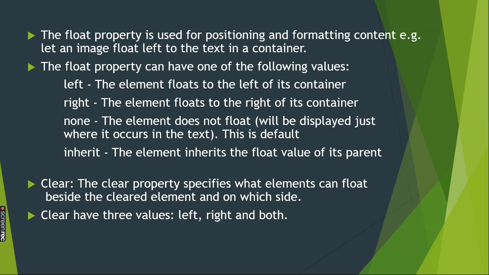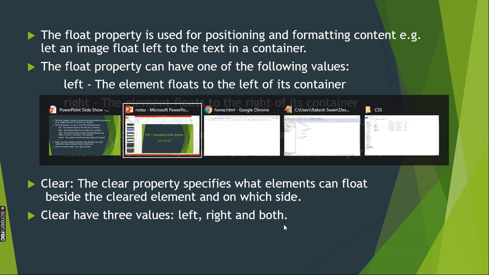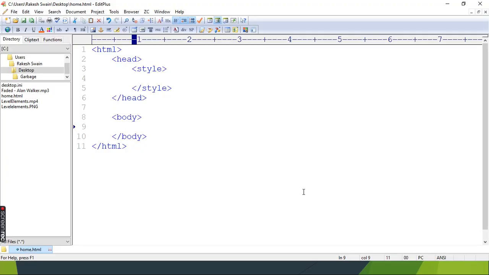Friends, sometimes it happens that after using this float property two or three times, even if you do not use float, it will automatically take the float from the parent. In that scenario you need to remove it. To remove any float property from any block level element, you need to use clear. Clear is a property which has some values: left, right, and both. So let's go through an example.